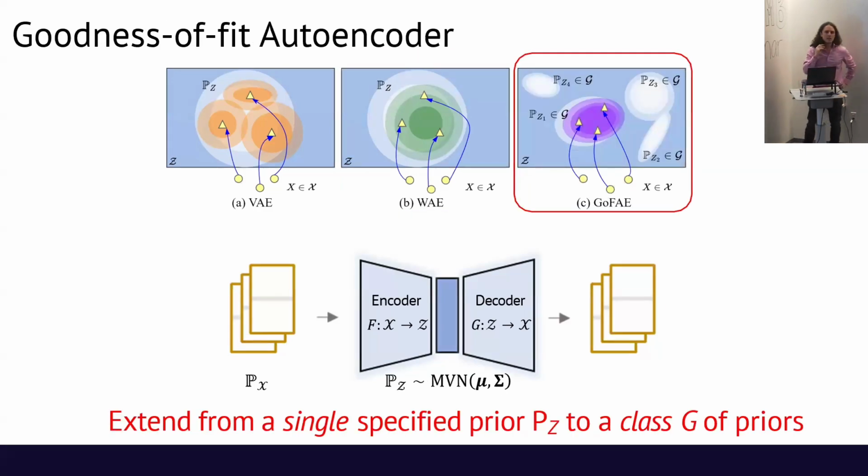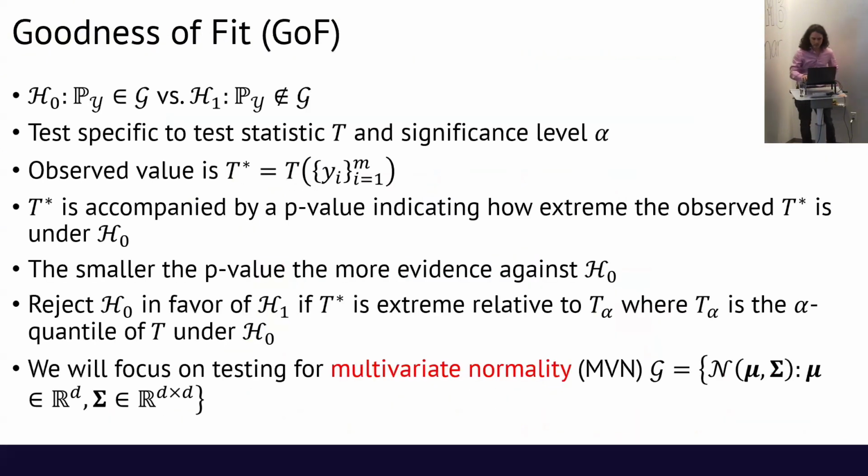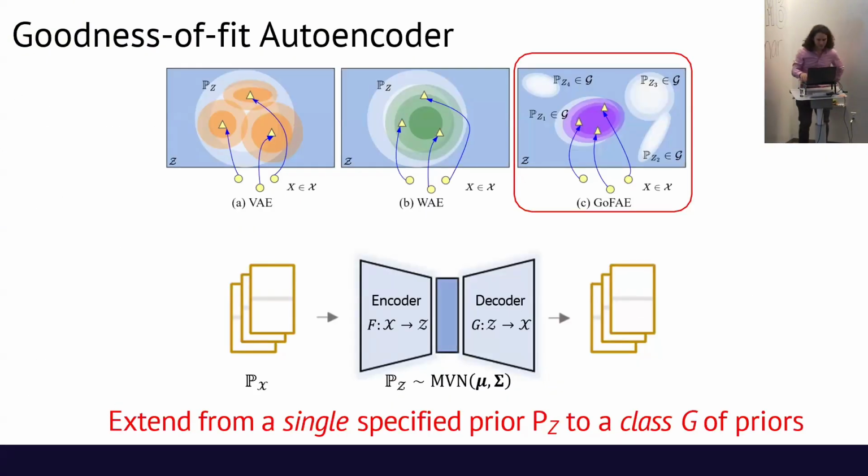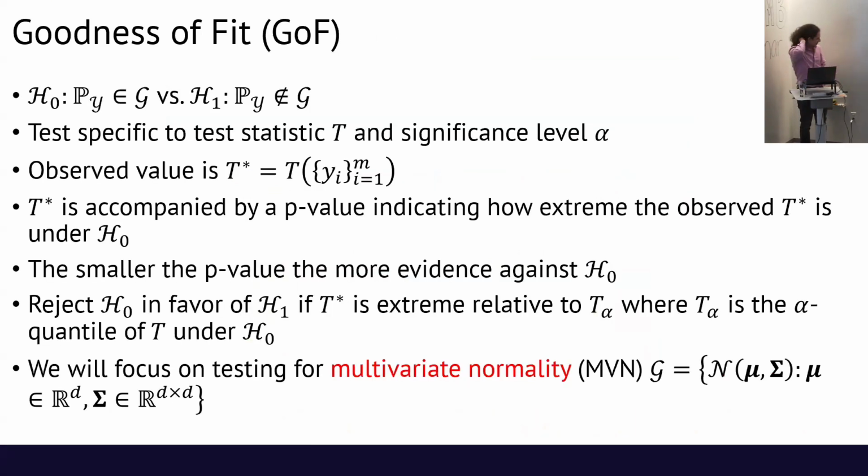Okay, so our model is called the goodness of fit autoencoder, or GOFE. It's similar. It's also based on optimal transport. But we extend a single specified prior, so multivariate normal 0 I, to a class of priors. And our class is going to be the class of multivariate normals. In principle, it could be something else, but since everybody uses multivariate normals and there is good support for goodness of fit tests for multivariate normality, we chose multivariate normal. Okay, and you can sort of see that there are different multivariate normals there, and we can embed to any of those in the class.